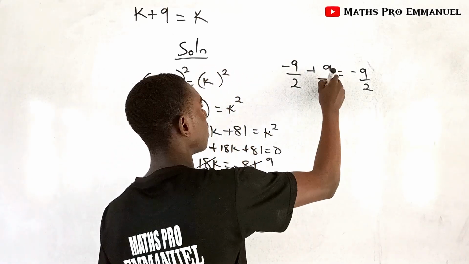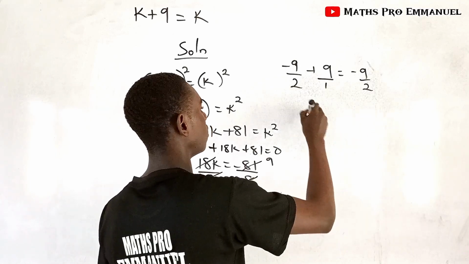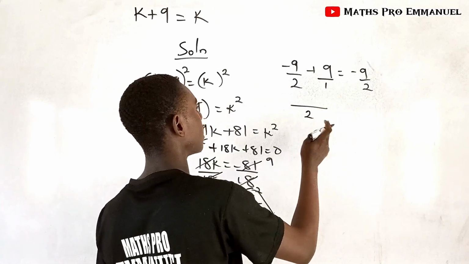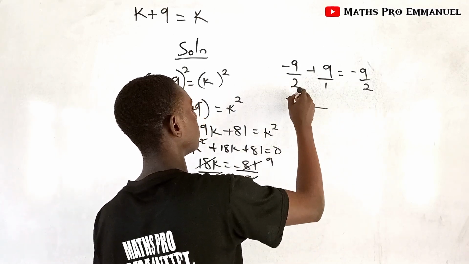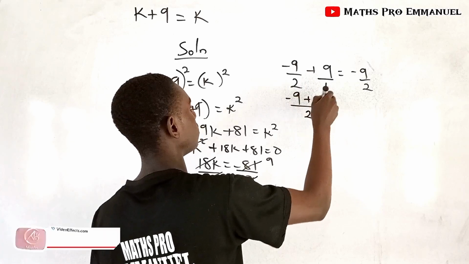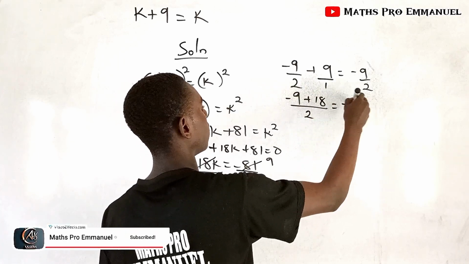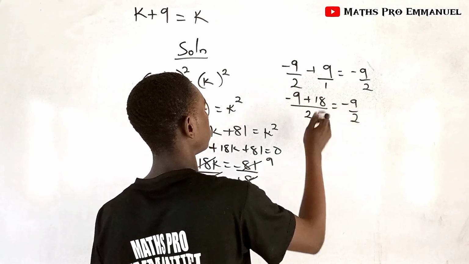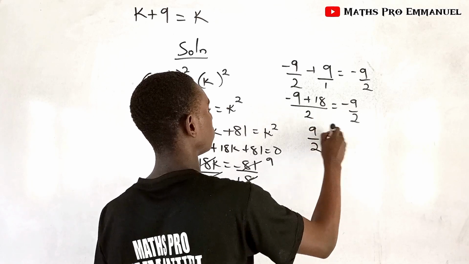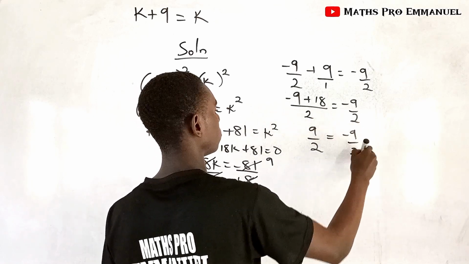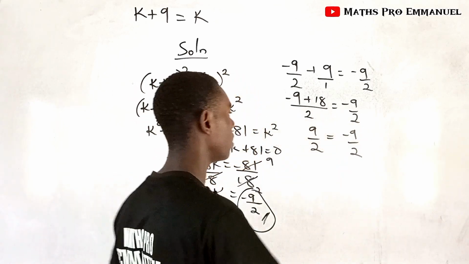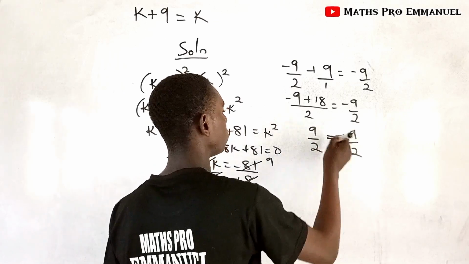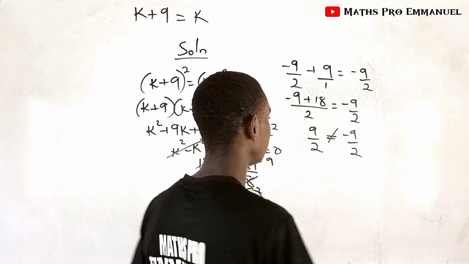So if I solve this now, as a normal fraction, the LCM is just 2. 2 goes here 1 time, 1 into this is 1 time, and this is minus 9. Here I'll have 18 minus 9 over 2. So 18 minus 9 is 9. So 9 over 2 and minus 9 over 2. Are they the same? No, they are not the same. 9 over 2 is not equal to minus 9 over 2.